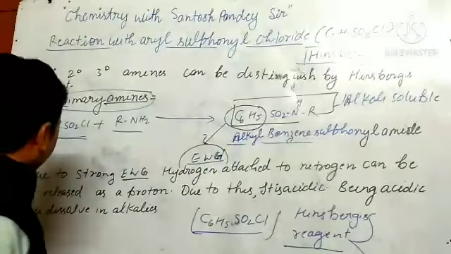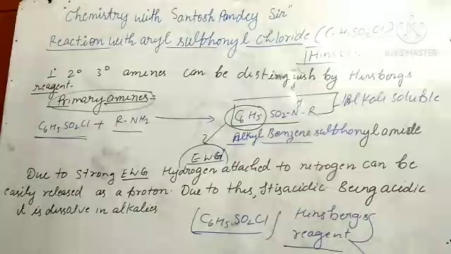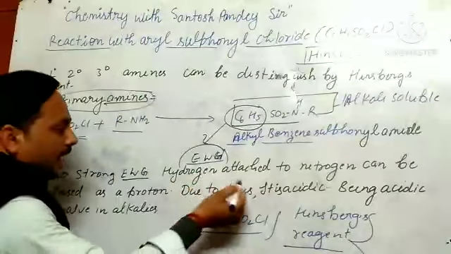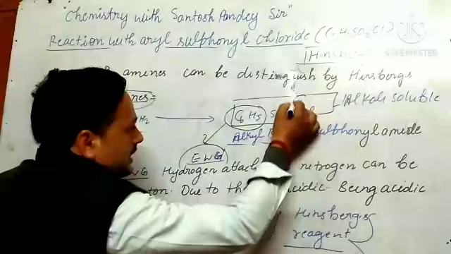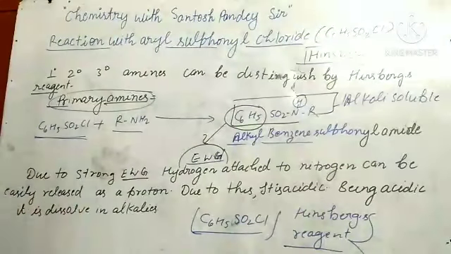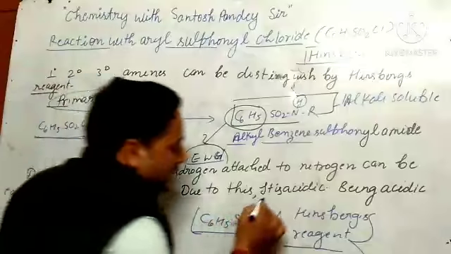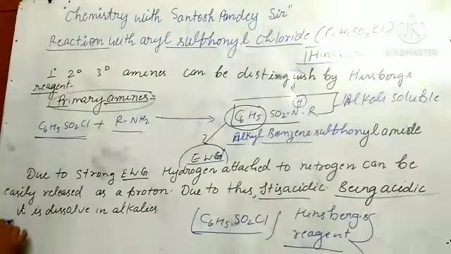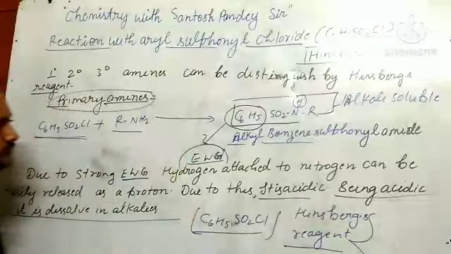Due to the strong electron withdrawing group, the hydrogen attached to nitrogen can be easily released as a proton. Due to this, it is acidic, and being acidic, it dissolves in alkalis.